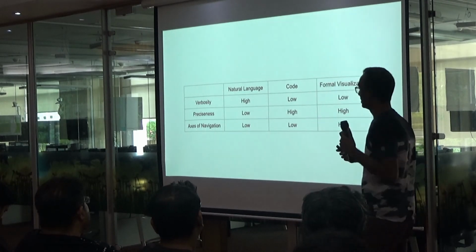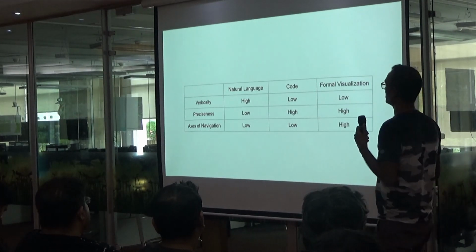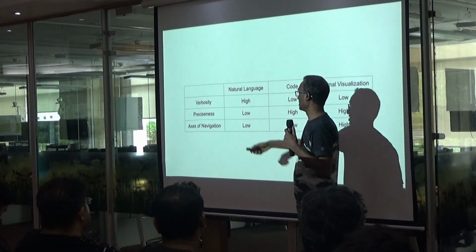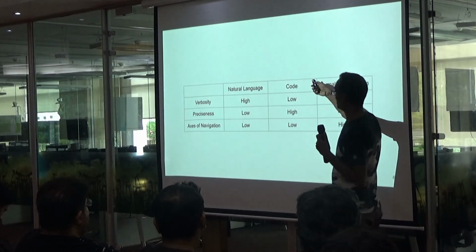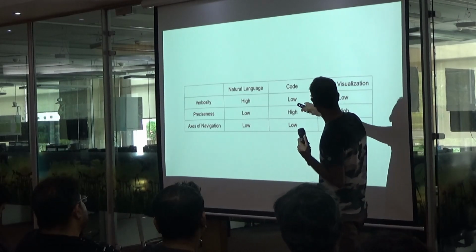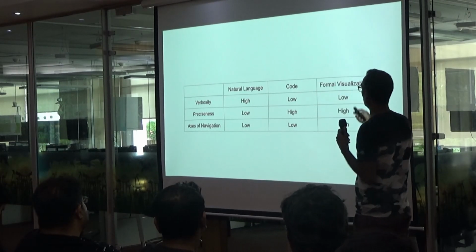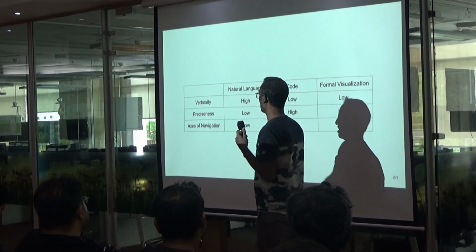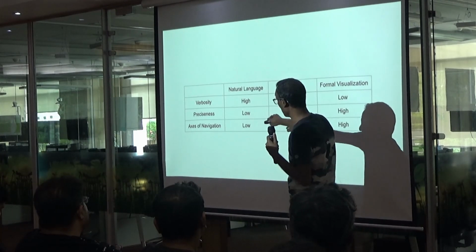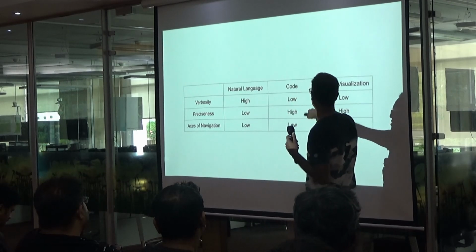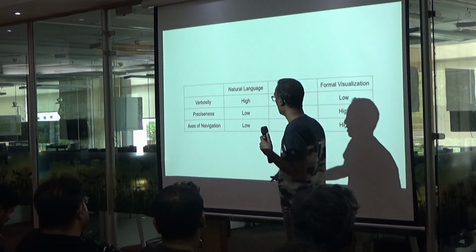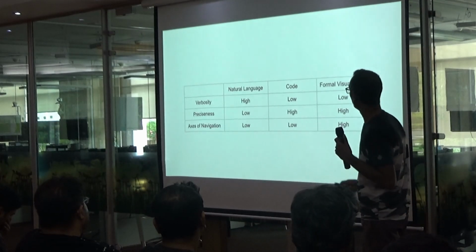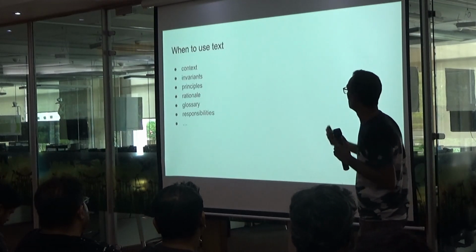To summarize, there are three styles or three modes: natural language, code, and formal visualization. Natural language tends to be verbose, code tends to be verbose actually, while visual models tend to be low on the verbosity trend. Natural language can be low on precision. Code tends to be highly precise, so is problem analysis. Navigation tends to be low here, while these tend to be low. There are more visualizations.